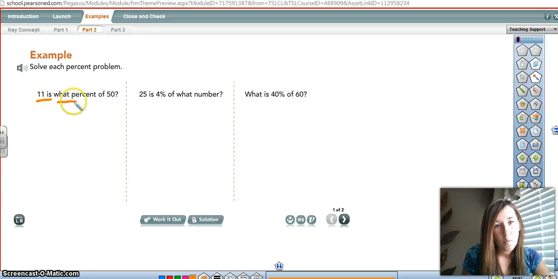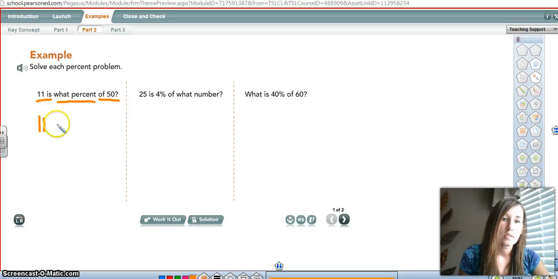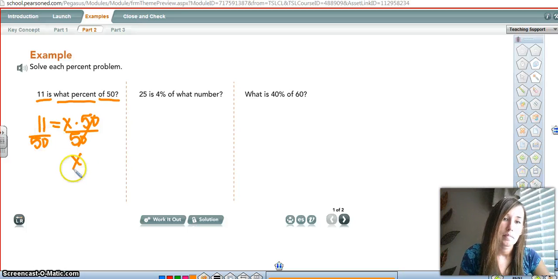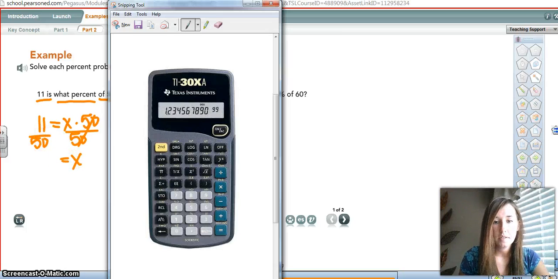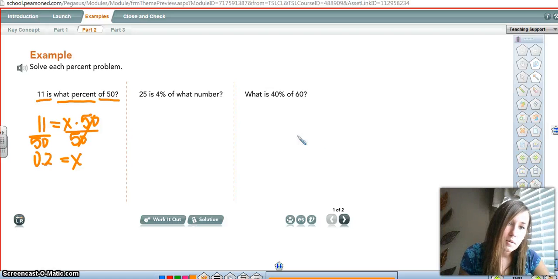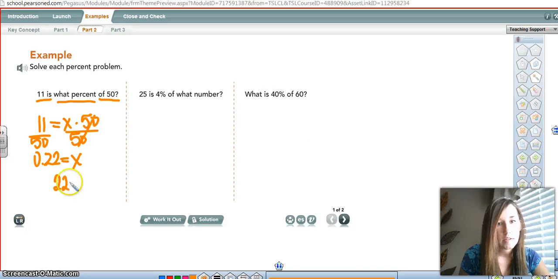11 is what percent of 50? Part equals percent times whole. We can divide by 50 on both sides. 11 divided by 50 is 0.22. This question was asking for a percent, so that's 22%.